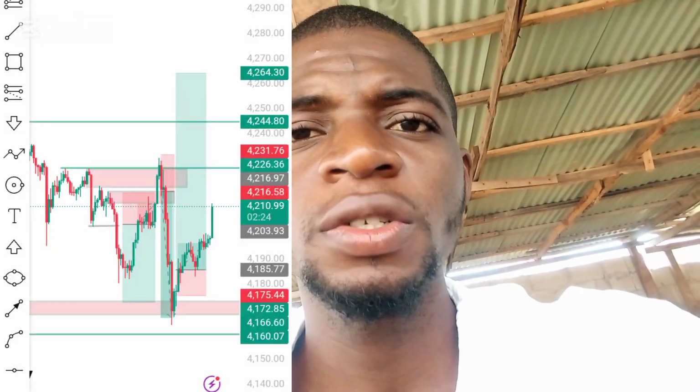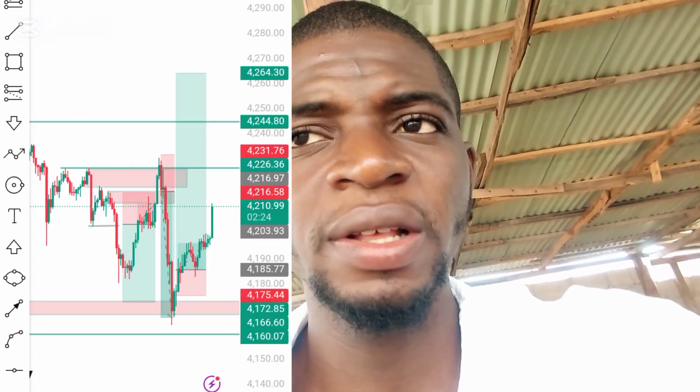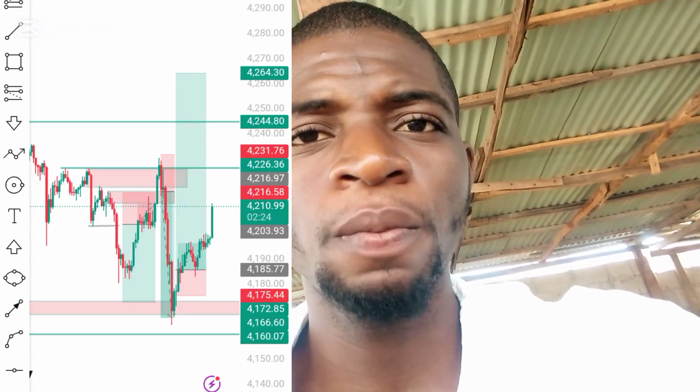Are you a support and resistant trader? When price comes to your support, what are you looking for? Are you looking for a bullish engulfing, weak rejection, or a certain kind of pattern before you enter that trade? Same for a resistance. It should be very, very clear.